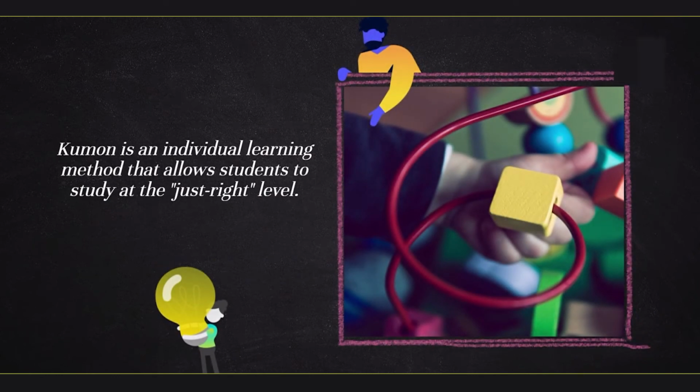Kumon is an individual learning method that allows students to study at the just right level, meaning that they start at the comfortable level, the level that they are comfortable with, so that it allows them to build confidence, concentration, and pace before moving on to a higher level. Completing work at the just right level enables students to become enthusiastic learners, believing in their own capability, and developing a positive attitude to study.